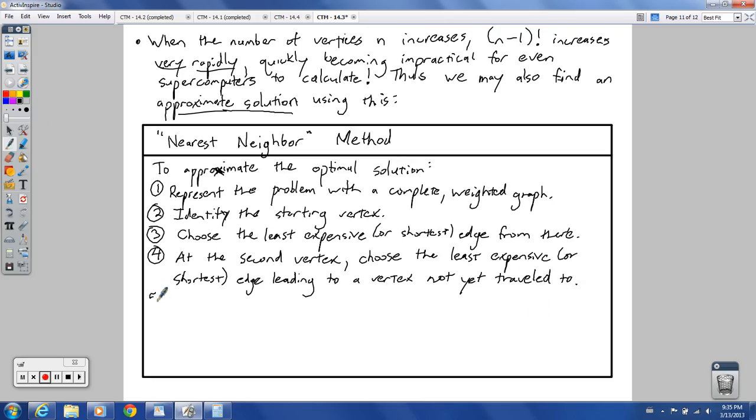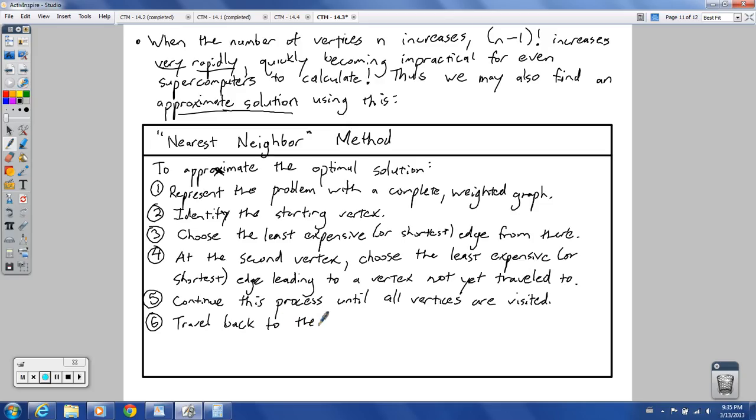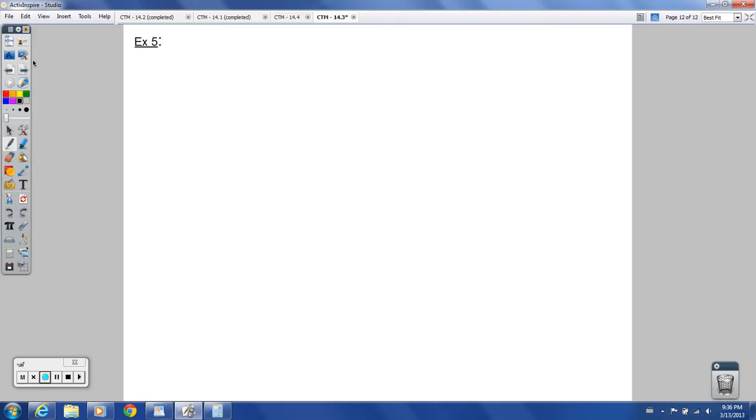And then step 5, you're going to continue that idea, so continue the process until all vertices are visited. And finally, step 6, travel back to the original vertex. So we are going to use that nearest neighbor method to do example 5. And this will be it. I promise this will be it.